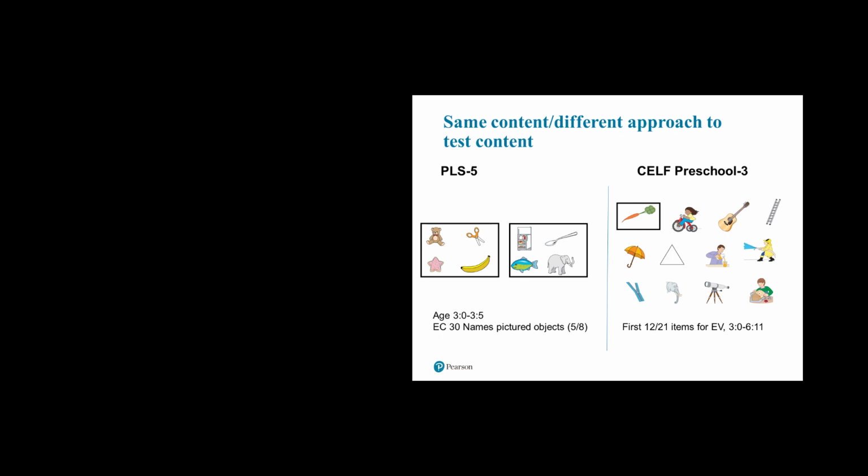And when you look at the difficulty of the pictures, they're all within that fairly narrow age band of 3 to 3.5. On CELF Preschool-3, you can see we're showing the first 12 out of 21 items for expressive vocabulary. And so it goes a wider age range from 3 to 6;11. So the items start getting more difficult, and there are items such as triangle, trunk, and telescope. But that being said, at age 3, they only actually need to get 3 or 4 test items correct to be in a typically developing range.